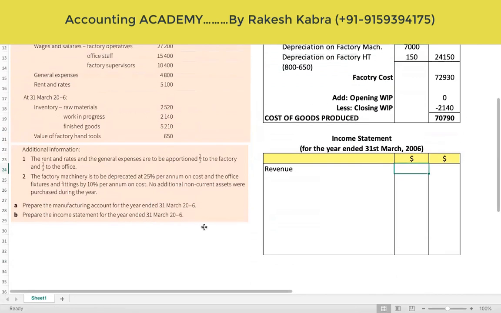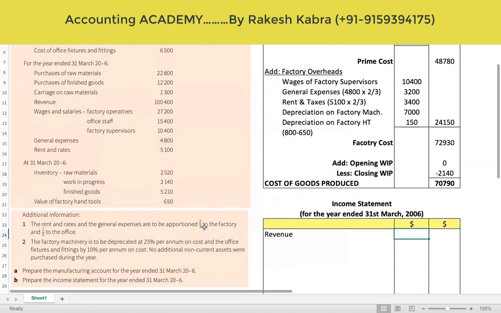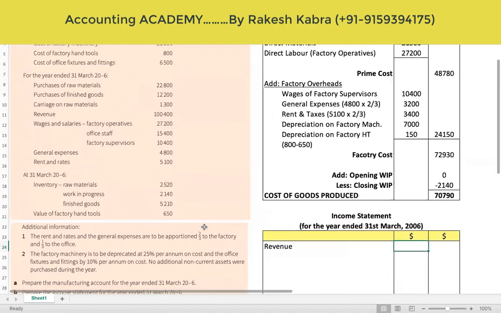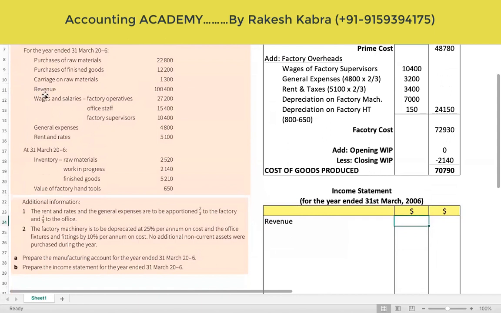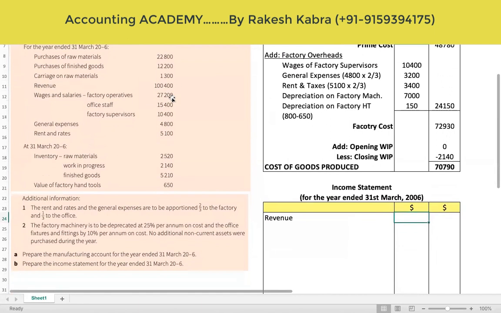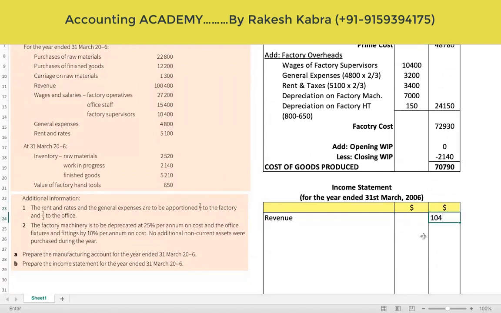If you see the question, the revenue is how much? It's $100,400. So that I will write. And from this I will subtract what? Cost of goods sold, right? Cost of goods sold.